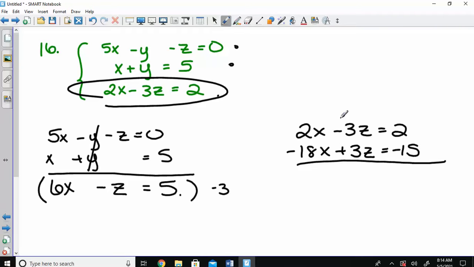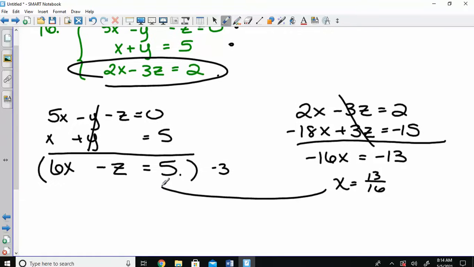So if we add these together, those drop. 2x and negative 18x is negative 16x equals negative 13. Divide and we get 13 over 16. Now that I have my x, we can start working backwards to get the y and the z.